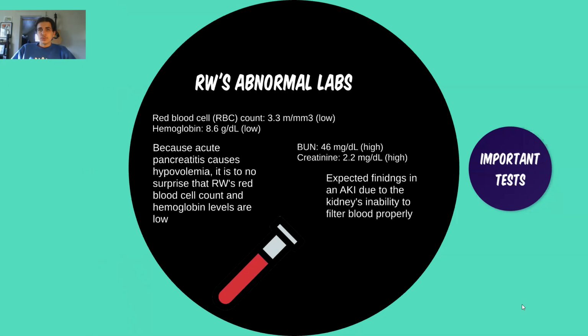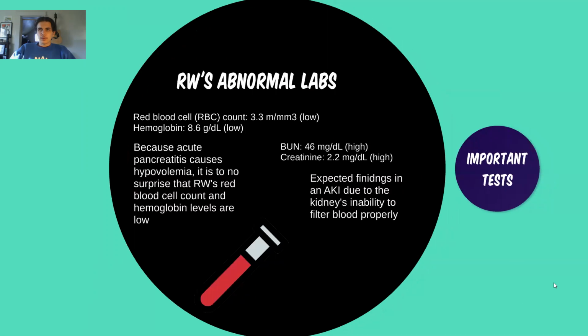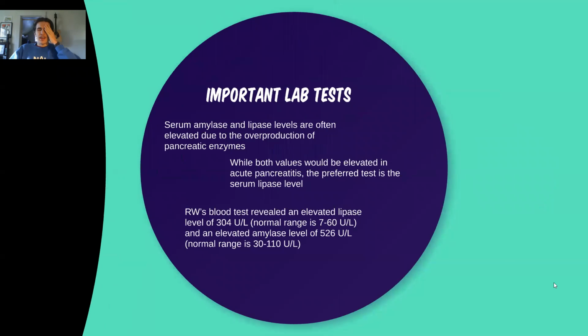So these are expected findings in an AKI due to the kidney's inability to filter blood properly, right? So creatinine and BUN are really crucial tests in diagnosing that AKI, right? So it's that buildup of those waste products in the blood. Those are what BUN and creatinine are. So other important tests, so these are ones that you wouldn't necessarily do routinely, but it's in suspicion of pancreatitis, whatnot.